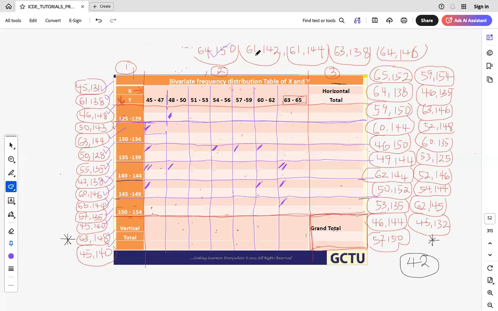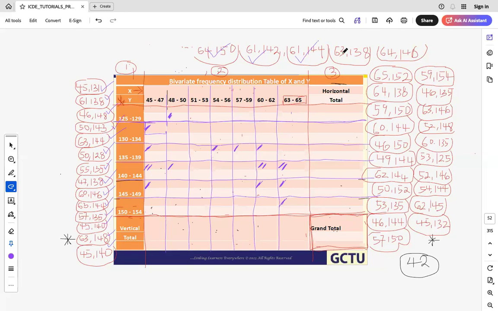Then we have 61, 142. 61 is in this column. We come down to look for 142 and then we land in this cell for the first time. This is also done. Then 61, 144. 61 is in this block. We look for 144 by coming down. And then we have a second tally in this box.